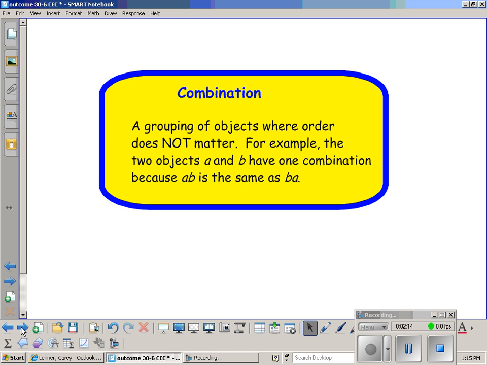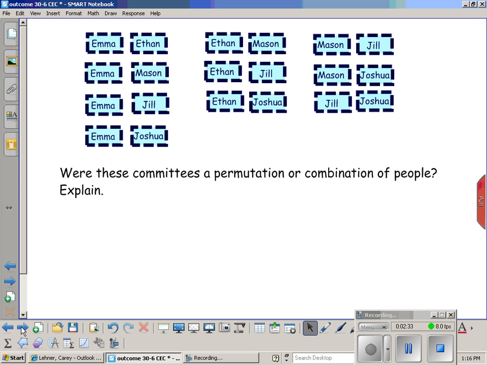So here is where this outcome becomes challenging. You need to be able to sort out in your mind in the question whether or not it is a permutation where order does matter, or whether it's a combination where the order of things does not matter. So if we go back to these ones, when we are choosing the committees of people, were these committees a permutation or a combination of people?